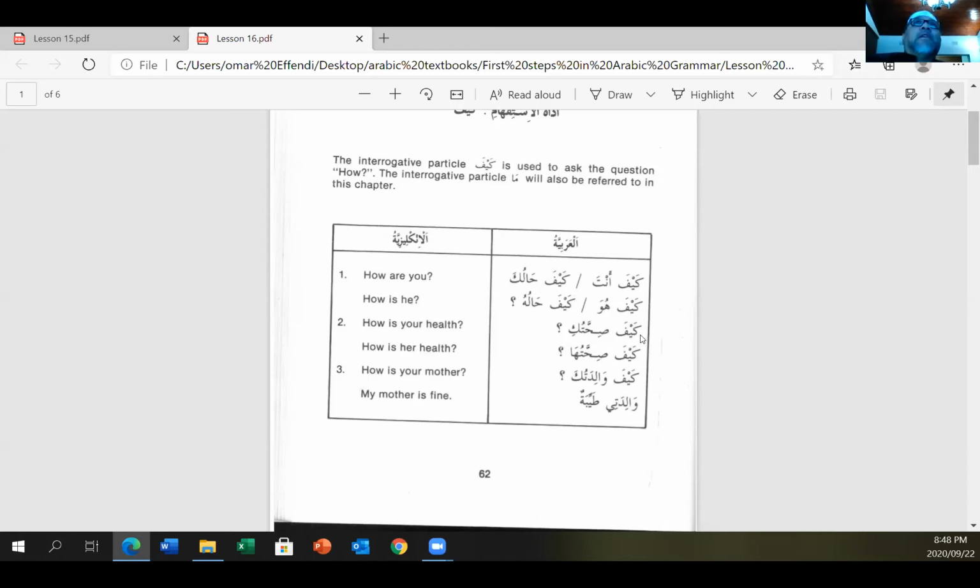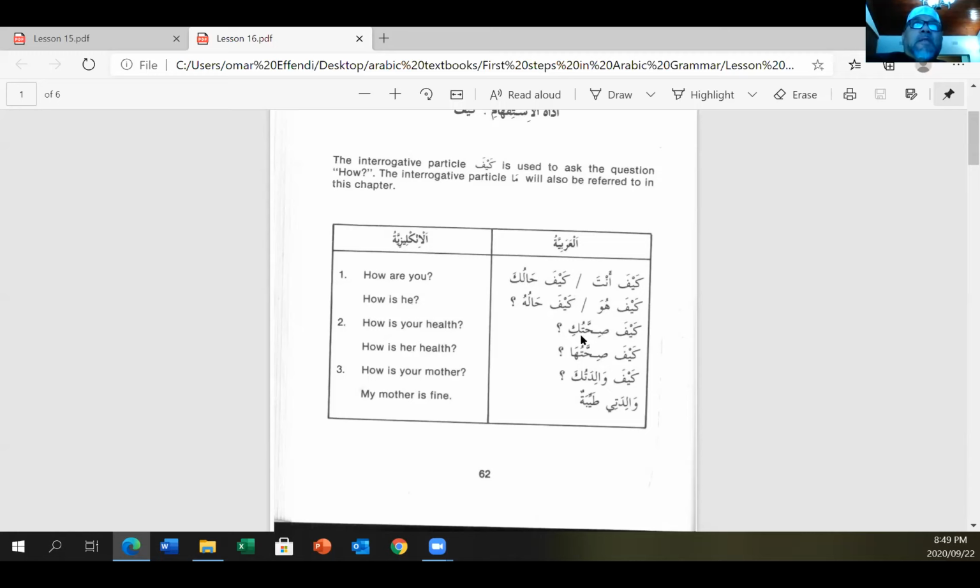Here's something else. So now I say, kaifa sihatuka. Kaifa, how is your health? Or you can say, kaifa sihatuha. So here are two words that we're learning, hal and siha, right? Sihatuk, okay?